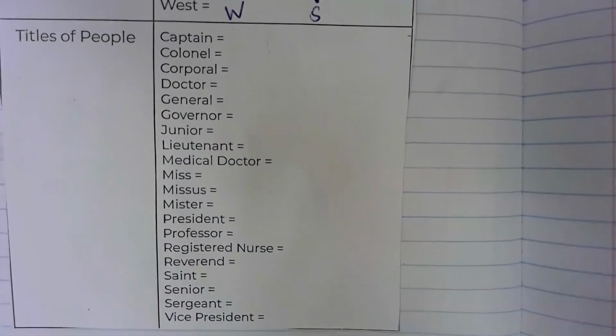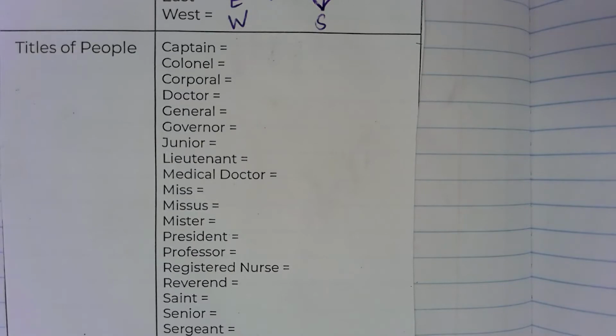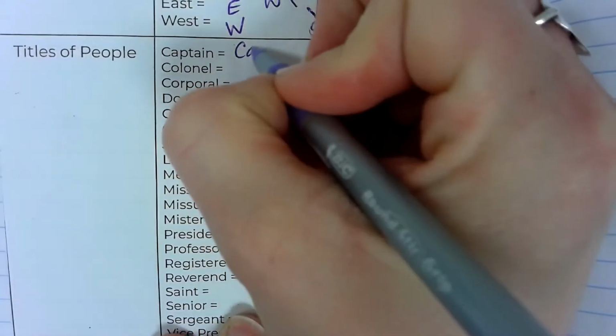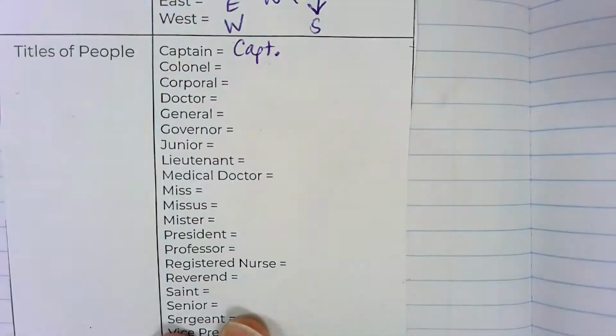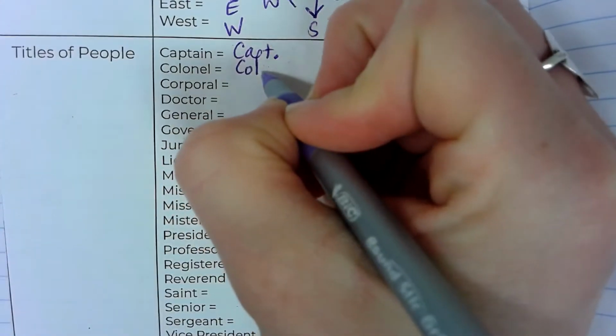We were kind of looking at these when we were looking at capitalizing the other day. So we're going to capitalize all of these just because when we use the abbreviations for them, we would use them in a capitalized form. So captain is capital C-A-P-T period. Colonel is how that's pronounced, even though it's not how it's spelled. Capital C-O-L period.